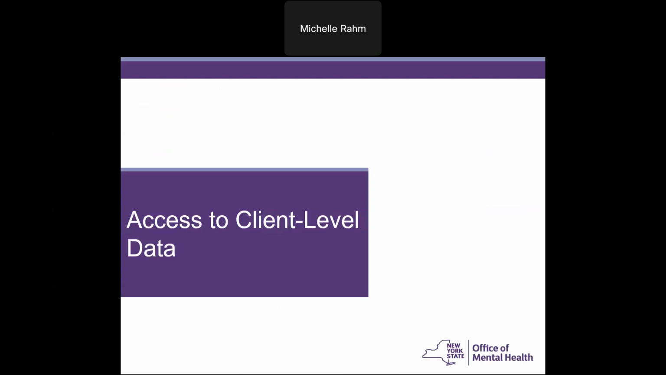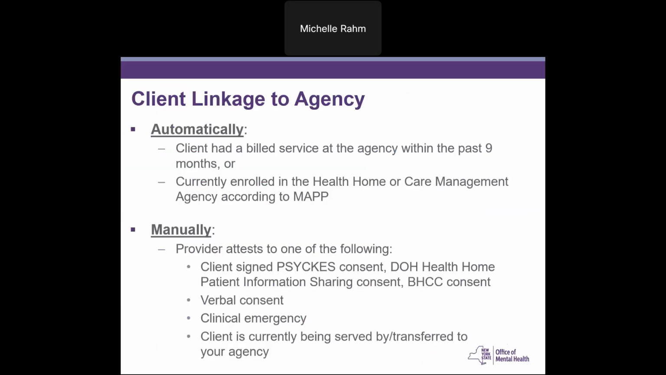All right, so we're going to go into accessing client-level data. So to start off, I want to make sure it's clear that clients can be linked to your agency either automatically or manually. So for a client to be linked to your agency automatically, that means they've had a billed service at your agency within the past 9 months, or they're currently enrolled in your agency's health home or care management agency according to DOH MAP. So that's how they can become automatically linked to your facility.